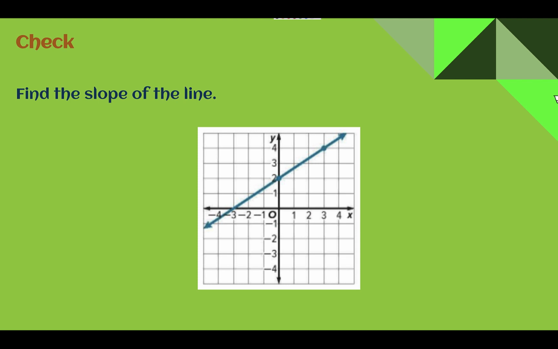Check your understanding. Find the slope of the line. Here they give you 2 points. So 1 is there and 1 is there. Use those 2 points in your calculation. Pause the video now and complete the check.